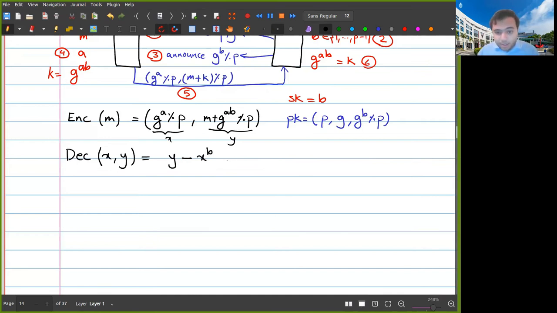And as we wrote this before, Y is M plus G to the power of AB, right? And X was G to the power of A, so X to the power of B would be G to the power of AB. So these two things cancel out, and so we just get the original message.